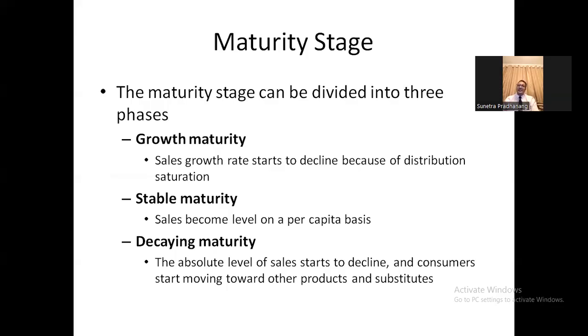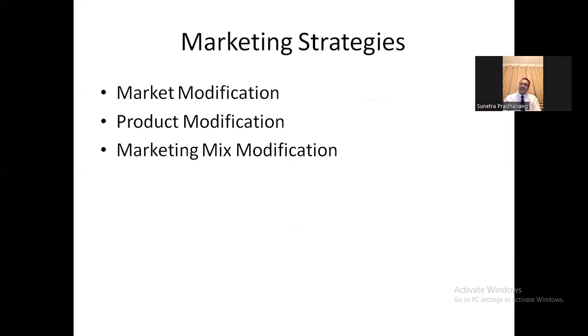In growth maturity, the sales growth rate is there, but it may start to decline because of distribution saturation. In stable maturity, it will be on par with the last year or the year before, so there are not many changes. In decaying maturity, we have sales, but the sales start to decline if we compare them with the previous sales records.